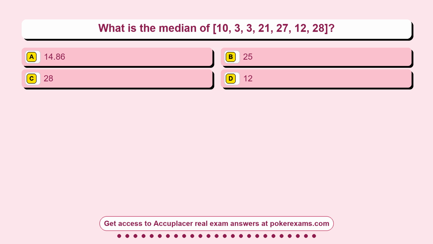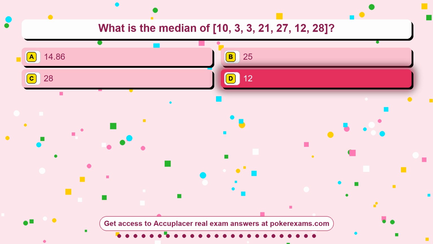Question 18. What is the median of 10, 3, 3, 21, 27, 12, 28? Option A, 14.86. Option B, 25. Option C, 28. Option D, 12. The correct answer is option D, 12.